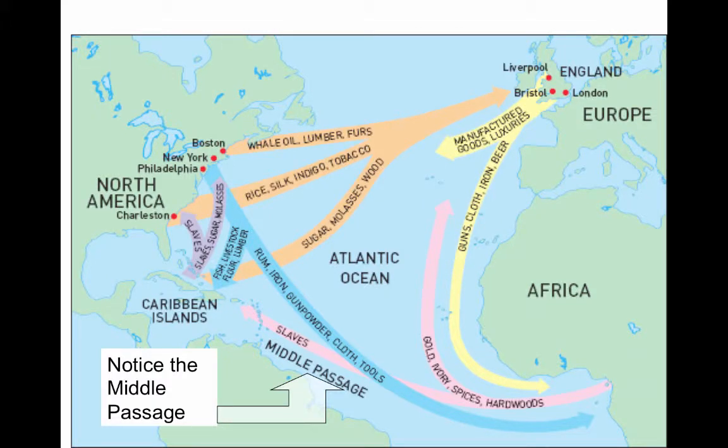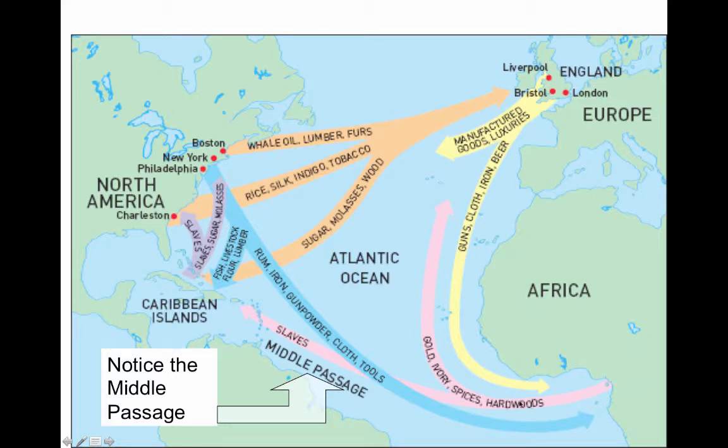Now, as you see on this map, it forms a triangle. Different products and goods were shipped to different locations. For instance, out of the colonies, we shipped items to England. They are raw goods: sugar, molasses, wood. That stuff was shipped to England, where they then processed it and would send things like chairs back or cabinets. Guns, cloth, iron, and beer would all be shipped into Africa. And out of Africa, you would have gold, ivory, spices, hardwoods that would go back up to England.